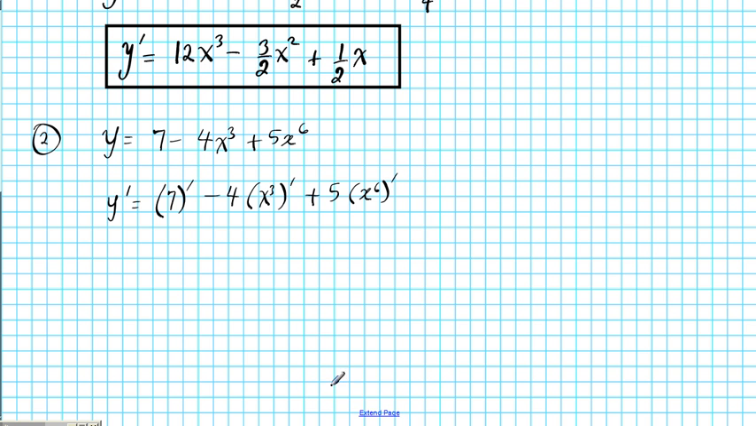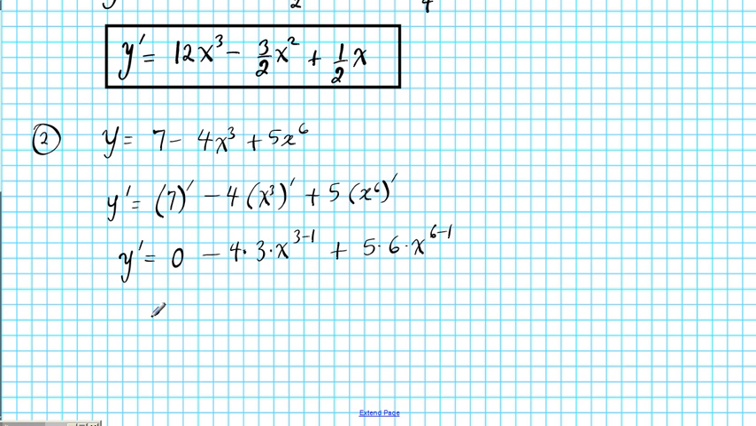Alright? So what is the derivative going to be? So y prime is going to be, what is the derivative of a constant? Since it doesn't change with respect to x, the derivative of a constant is going to be 0. Minus 4 times, we're going to apply the power rule here again. The 3 comes to the front, times x to the power, you subtract 1 from it, 3 minus 1, plus 5 times the power comes to the front again, 6 times x to the, and then you subtract 1 from the power, 6 minus 1.